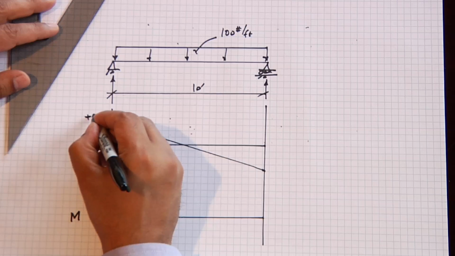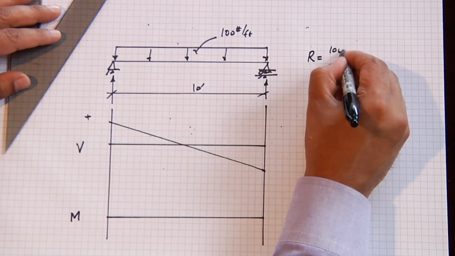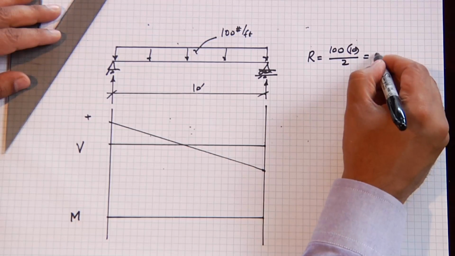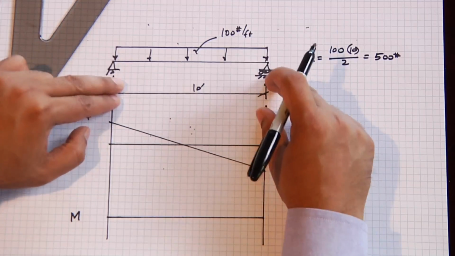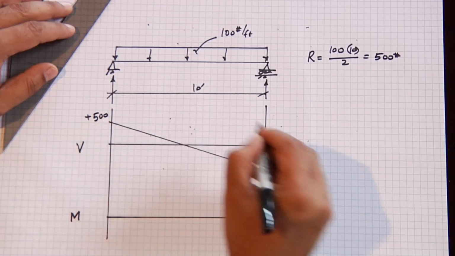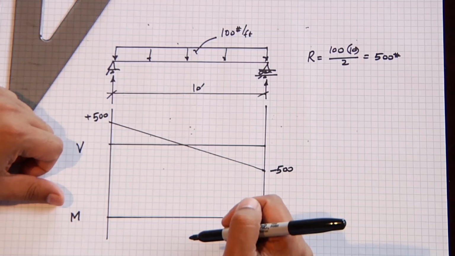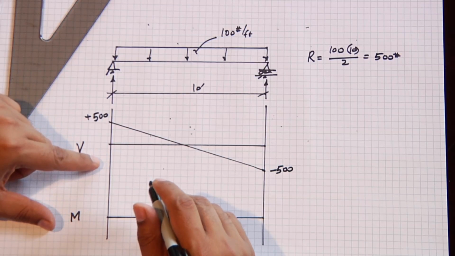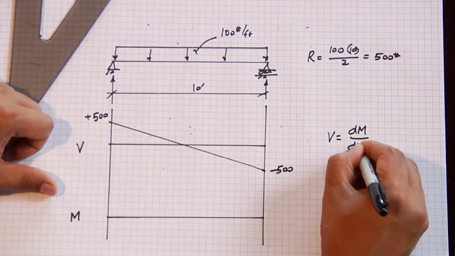Our shear diagram started with half of this load. Remember, we did the reaction calculations. It was 100 times 10 divided by 2, which is 500 pounds. The two are equal because the load is perfectly distributed. It's an equal load. So we start off with plus 500, minus 500, and the reason this is a straight line is because this is a uniform load. So the short rule of thumb is that the area of the shear diagram would equal the moment diagram. The other quick rule to remember is that the value of the shear is equal to the slope of the moment diagram.